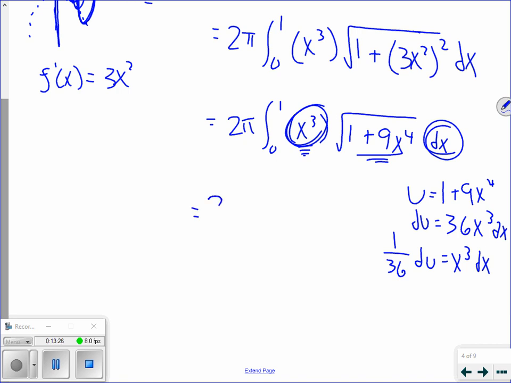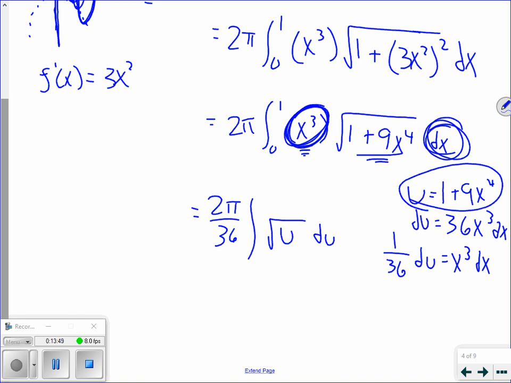So what I'm left with is 2 pi. I can bring out the 1 over 36. Integral of, the x cubed and the dx go away. So I'm left with just the square root of u du. And you know I'm a fan of u-bounds. That's how I like to teach it. That's how they like to use it on the final exam. So instead of saying 0 to 1, I'm going to use my u equation to change those to u-bounds. If I plug 0 into that, I get 1. And if I plug 1 into that, that's 1 plus 9 times 1, that's 10.